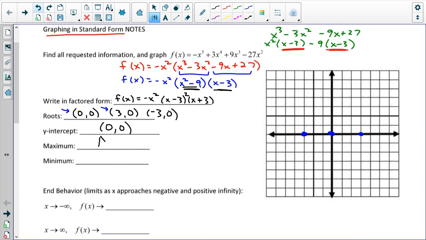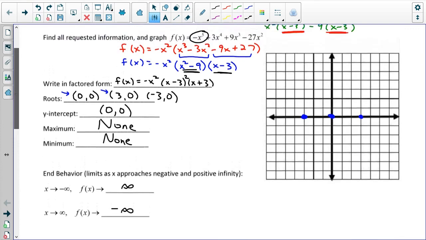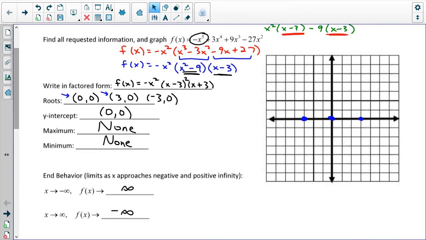I don't have a maximum or a minimum globally on this function because the degree is 5. So that means it's going to go in opposite directions. And then since I know it's a negative x to the fifth, that means that as x approaches negative infinity, f of x approaches infinity, and vice versa. As x approaches positive infinity, the function will approach negative infinity, the y values will. So it should look something like this as I end.